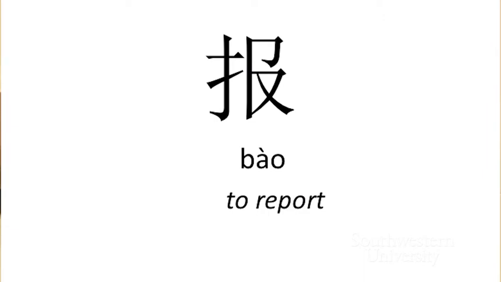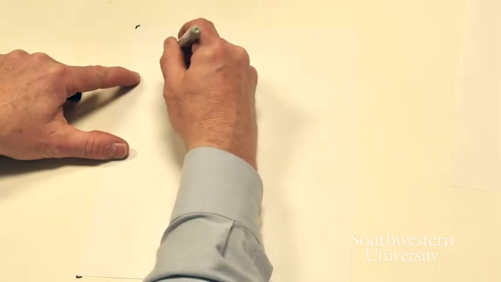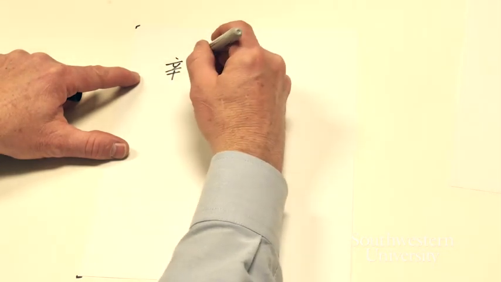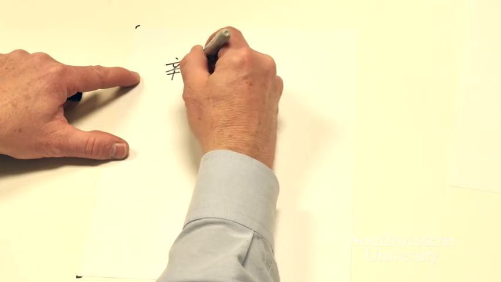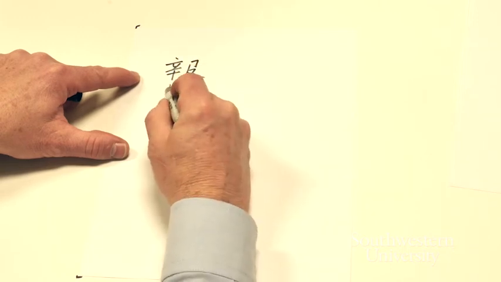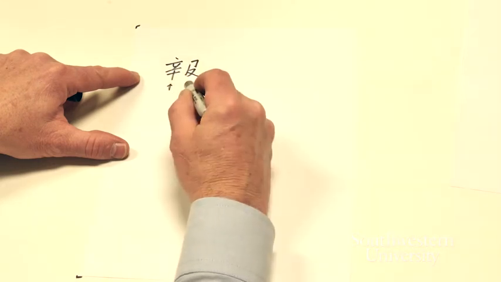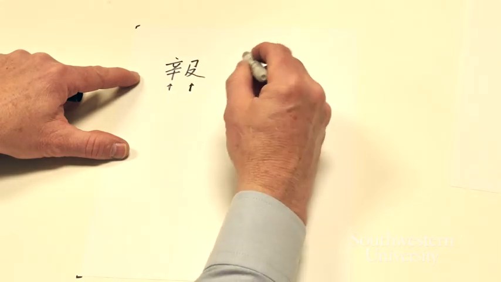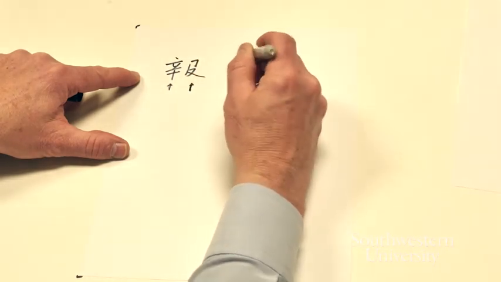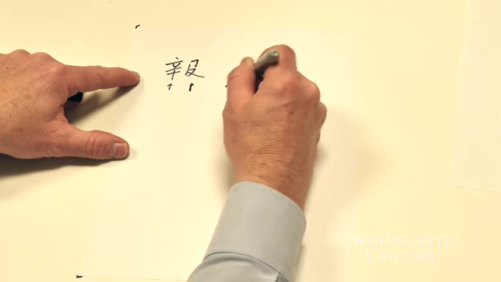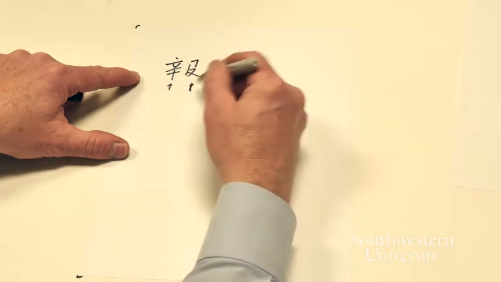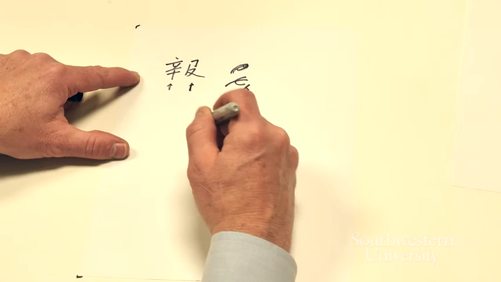Next character, bào, to report. The traditional character is this plus this. This was traditionally a criminal, and this is a depiction. I've said before that it's a depiction of an insignia of office, but it's actually a hand. A depiction of a hand beating a person like that. So together it means punishment, or to report something.